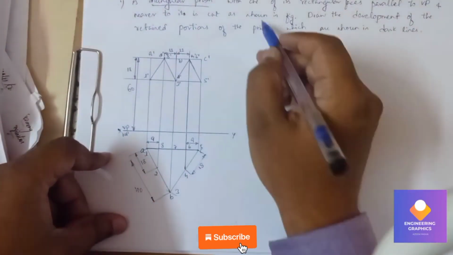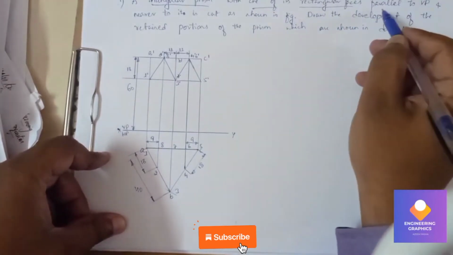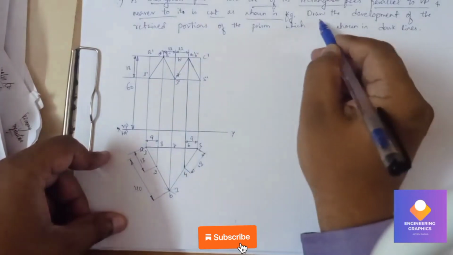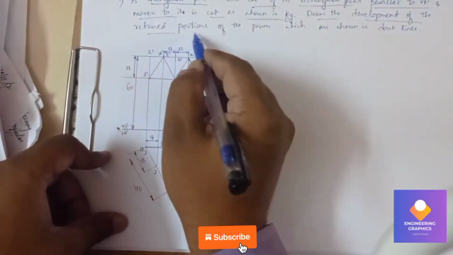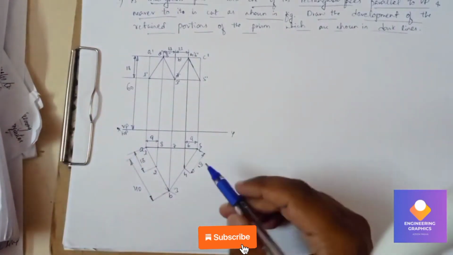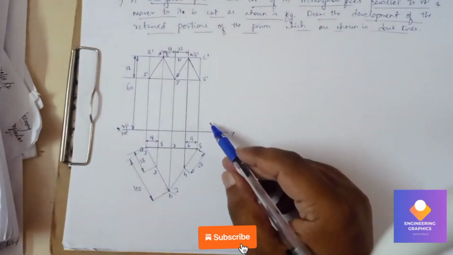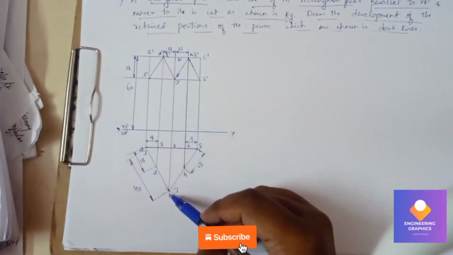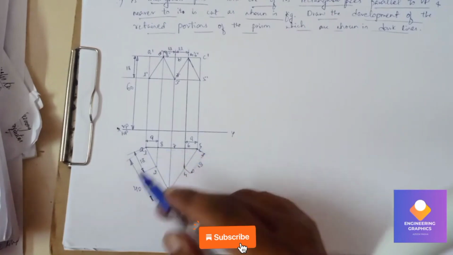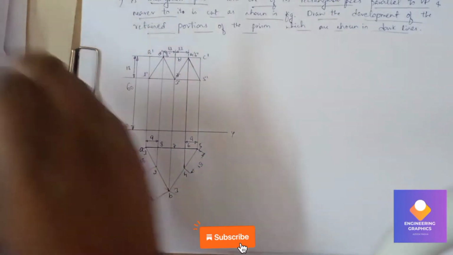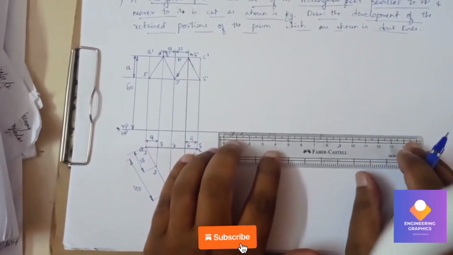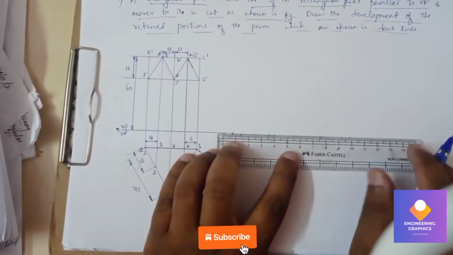You can see, a regular triangular prism of dimension, resting with a face parallel to the VP near to it, is cut as shown in the figure. Draw the development of the retained portion of the prism shown in the figure. So this is what is given in the question. Triangular prism of dimension 40, axis length 60. It is cut as shown in the figure. You can see the numbers here, how it is cut and marked. Now we need to draw the development of this. This is problem number 1 in the solution book.